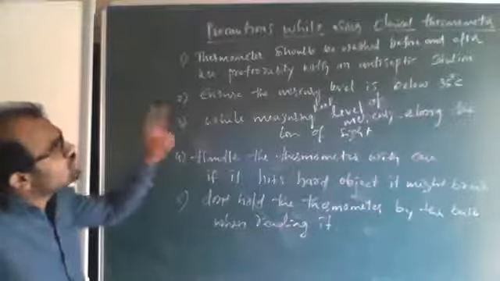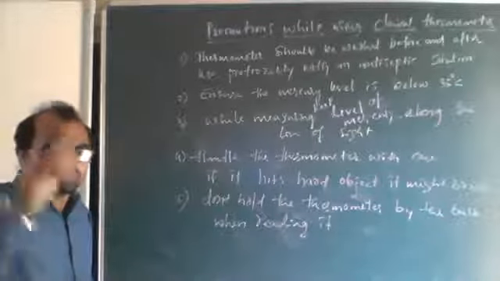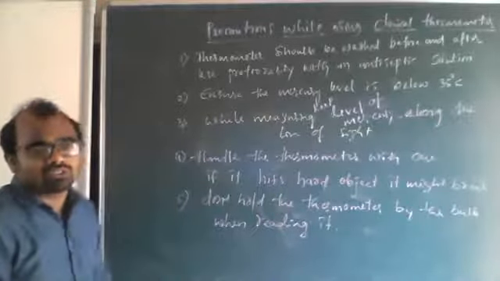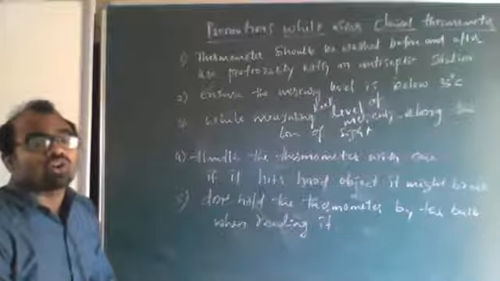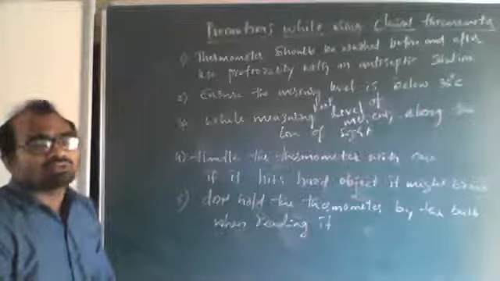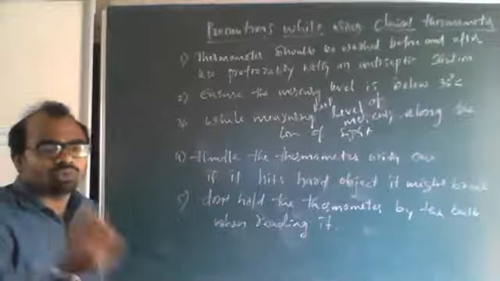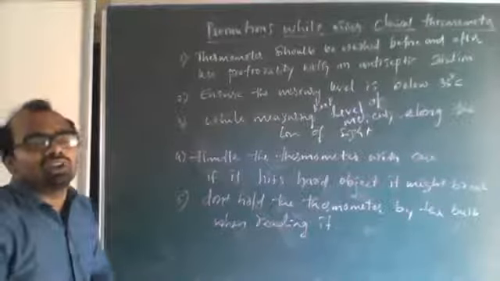Second one, ensure the mercury level is below 35 degrees Celsius. So ಅದ್ರ ನಾನು ನಿಮಗೆ ತೋರಿಸಿದೆ mercury level ಇರ್ತದೆ, that should be below 35 degrees Celsius. If it is above 35 degrees Celsius, it will definitely show wrong temperature to us. So that is why we should ensure that mercury level ಏನಿರ್ತದಲ್ಲ ಅದು 35 degrees Celsius ಗಿಂತಲೂ ಕಡಿಮೆ ಇರ್ತದೆ.